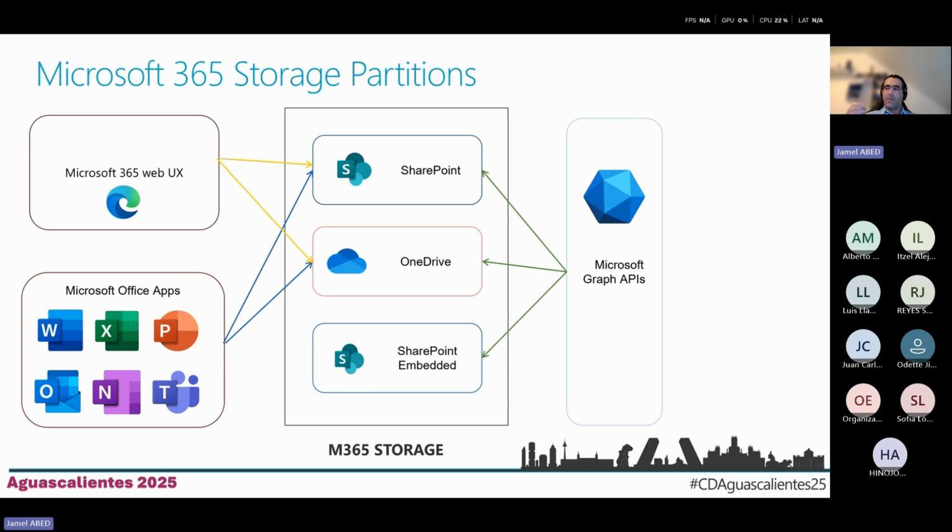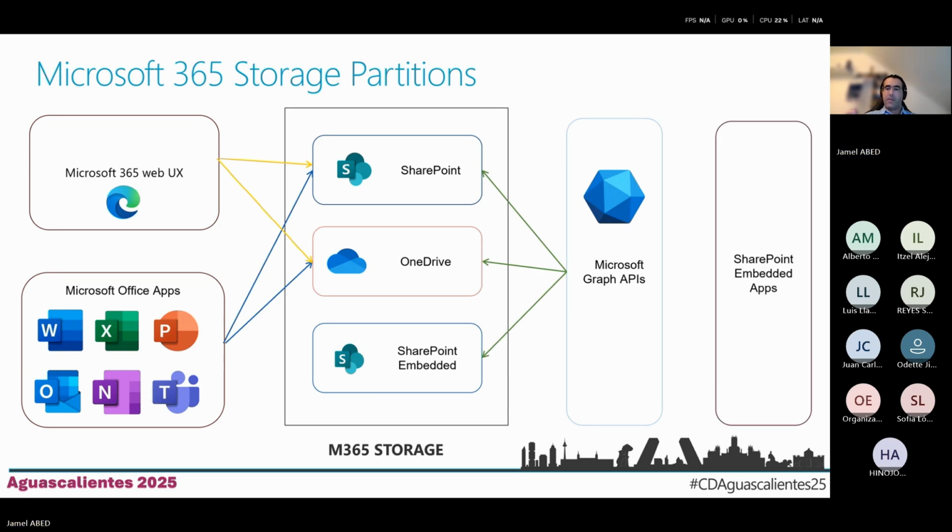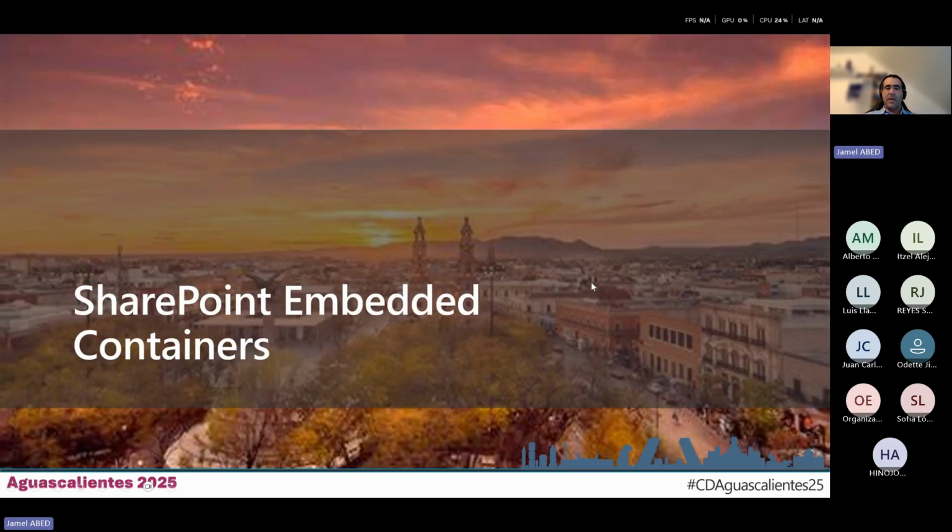And you have your application. This application queries your content with Microsoft Graph API. And also the same thing when you have Copilot agents. Copilot agents will use the Microsoft Graph API to query the files inside the SharePoint embedded container associated with your application. And what is a SharePoint embedded container?